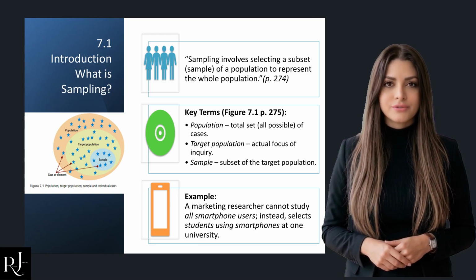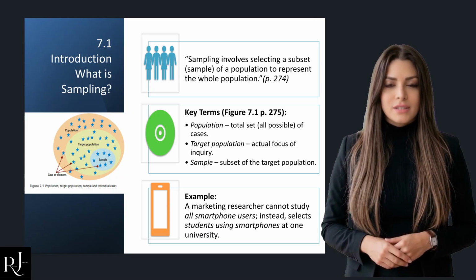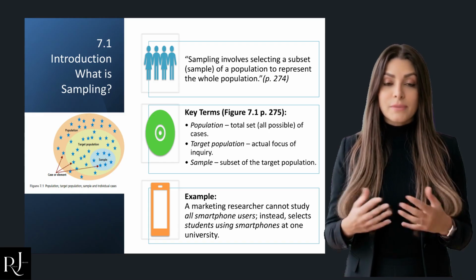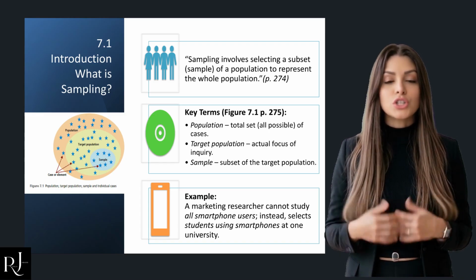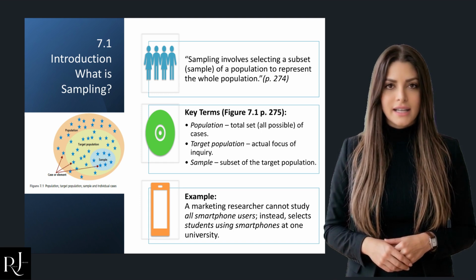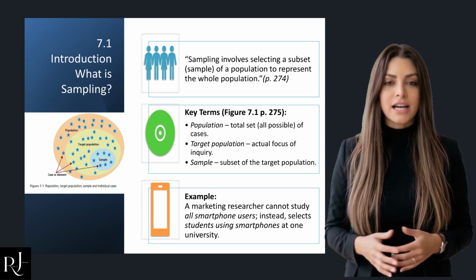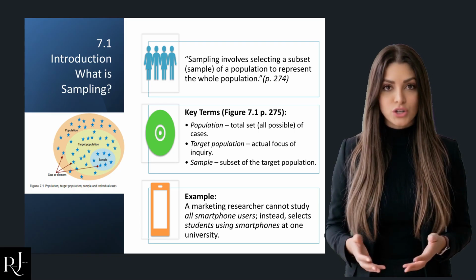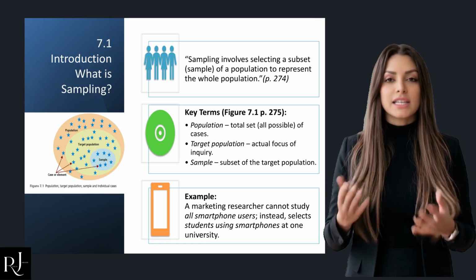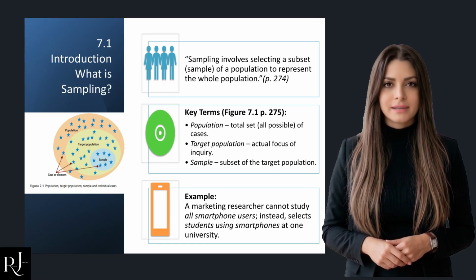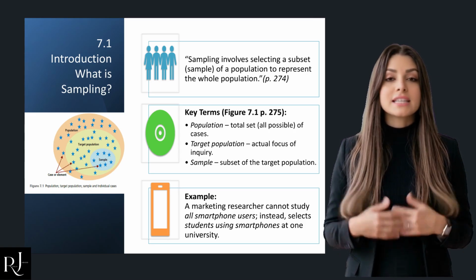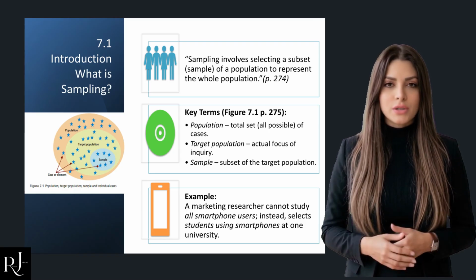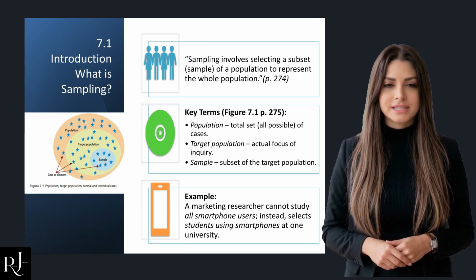For instance, if we're talking about the market for running shoes, the overall population would be every single person in the world who could potentially buy running shoes. That's a huge number. From there, we identify the target population, which is the actual focus of our inquiry. Going back to the running shoe example, the target population might be young adults aged 18 to 30 who are into fitness and regularly participate in running events. This is a more specific group that our research is aimed at. Finally, we extract the sample, which is the specific subset we will study.